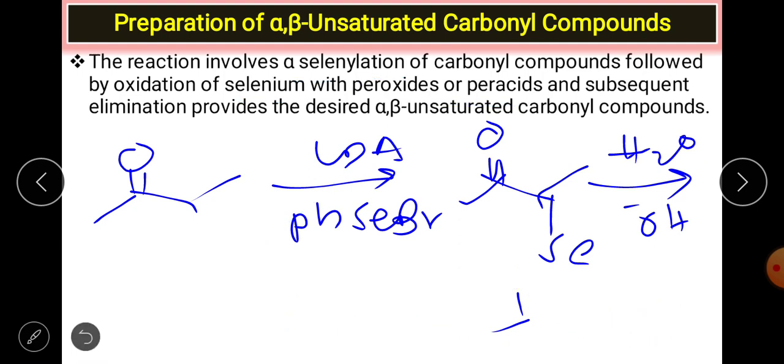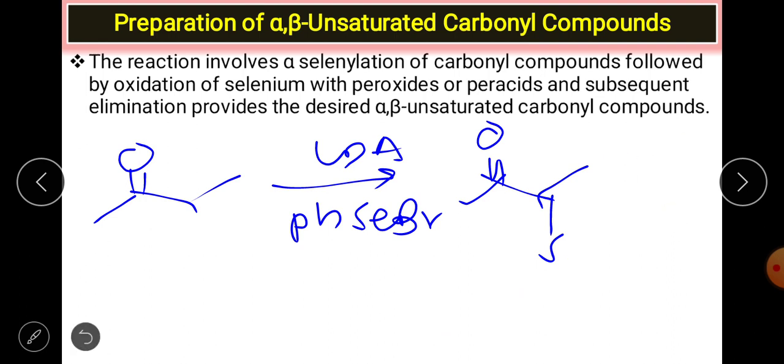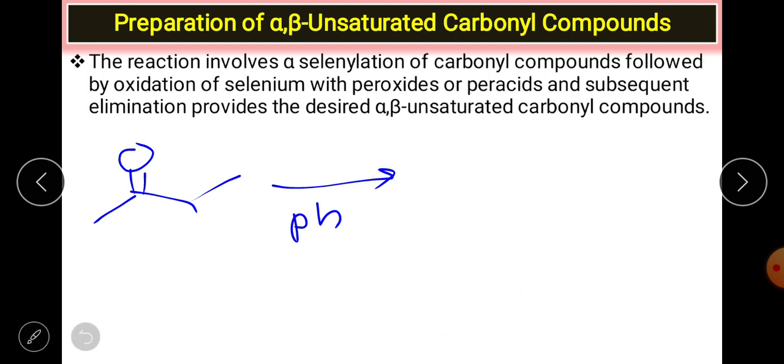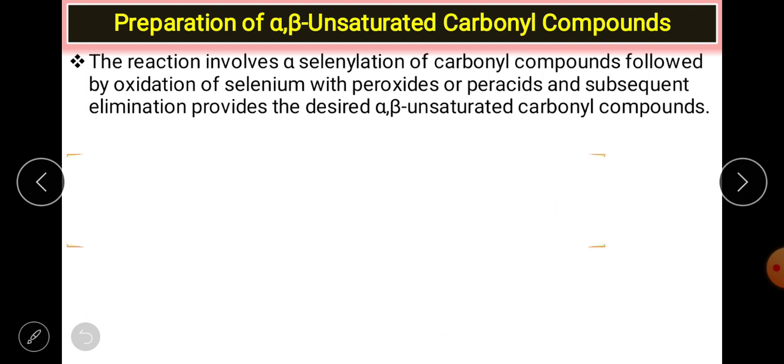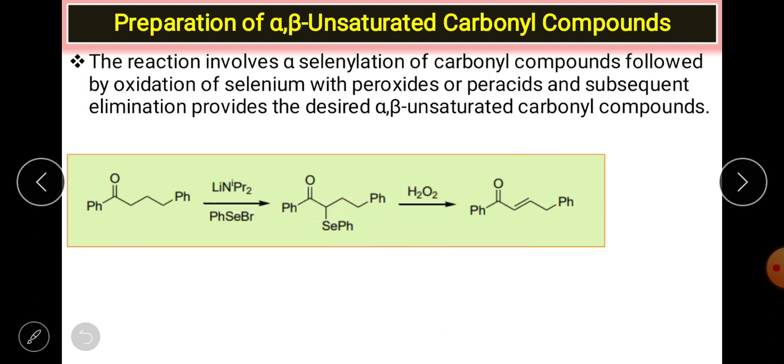You may have heard the name in postgraduation, particularly in semester 1. There is the xanthate reaction, the pyrolytic elimination or selenium oxide elimination. Now this is the example here. This is an active carbon; first there is abstraction of the proton, and then phenyl selenium bromide will act as an electrophile, so Br will be displaced. This is called the selenation reaction.